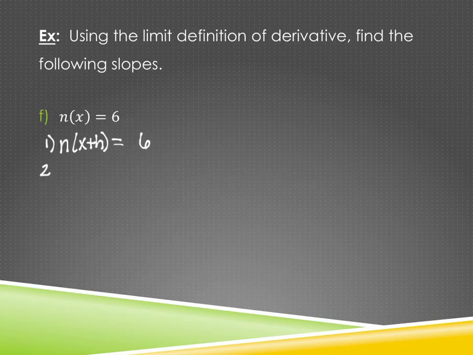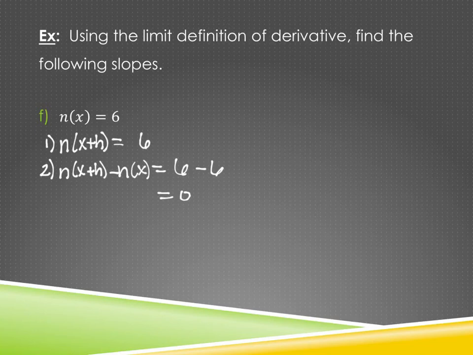So step 2, n of x plus h minus n of x means I have 6 minus 6, which is 0. So I guess you could say this is the one caveat to what I told you before, where everything has an h in it at this step. Technically doesn't. But you can still divide 0 by h. It's 0 divided by h.